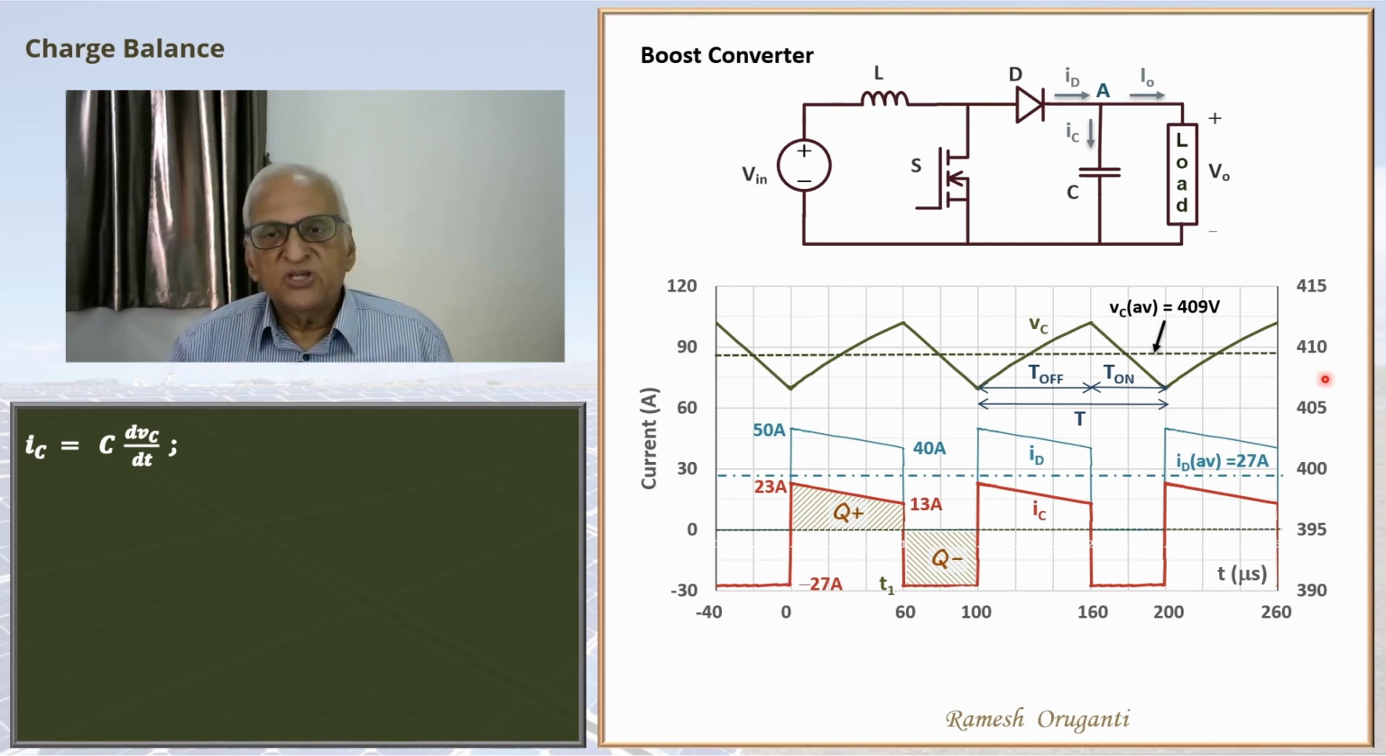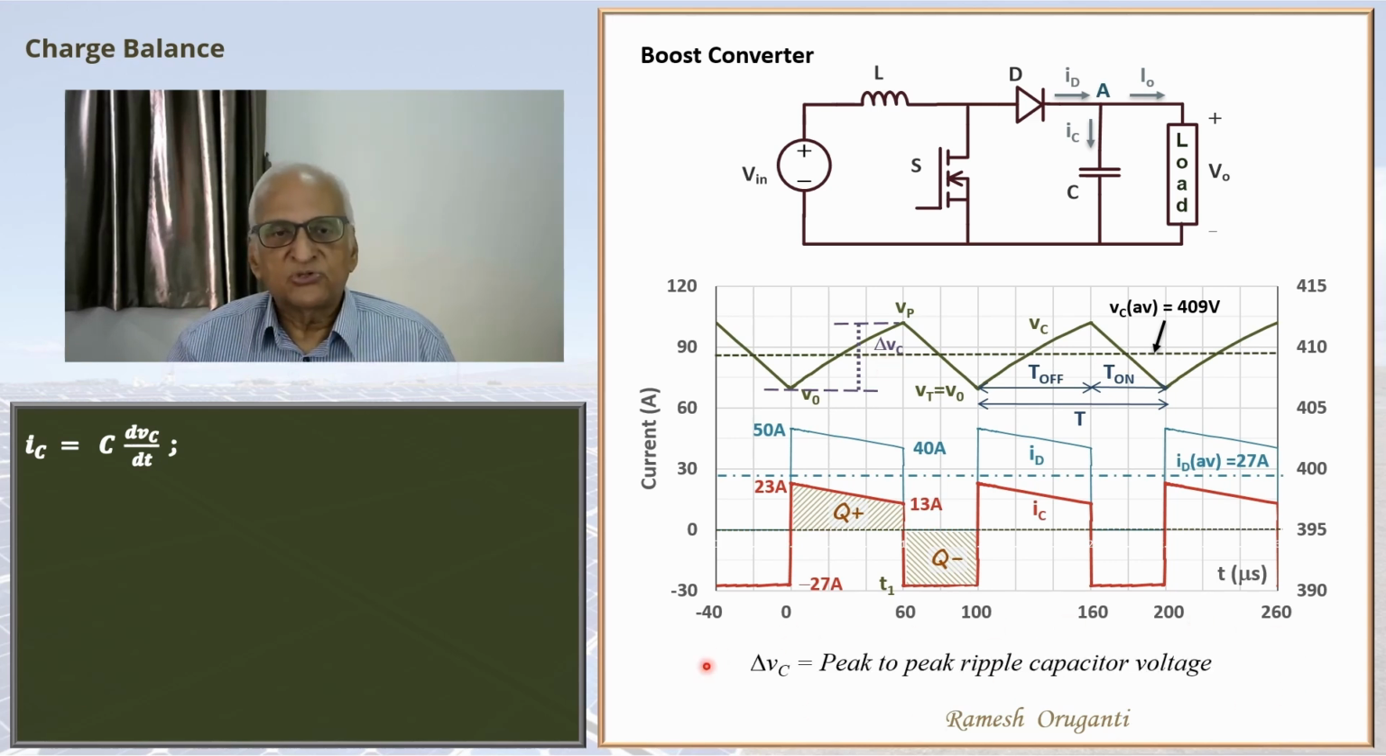The voltage here is V0. When Q plus flows into it, it rises to Vp, and when the same magnitude of charge is taken out, it falls again back to V0. Very similar to the way the water level rises and then falls back when the same amount of water flows in and is taken out. Now what we are interested in is this delta Vc, the ripple voltage or the voltage swing, Vp minus V0. Delta Vc is of course called peak to peak ripple capacitor voltage.